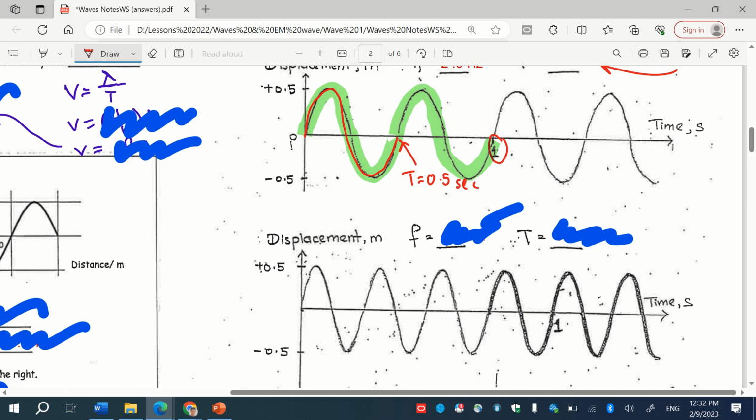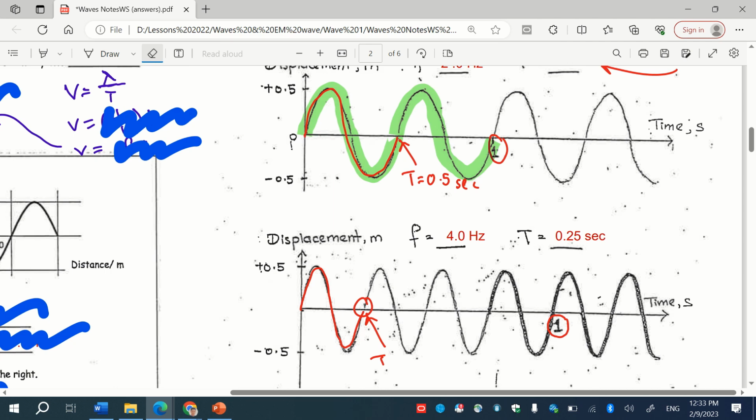This one you try yourself. This time the 1 second is here very clearly. How many waves do you see? Take a quick count. Do you see 4 waves? If you see 4 waves, then the frequency is 4 hertz. Then what is the period? The time taken for one wave, which is here, T. So you divide by 4, or T equals 1 over f, and you get 0.25 seconds.